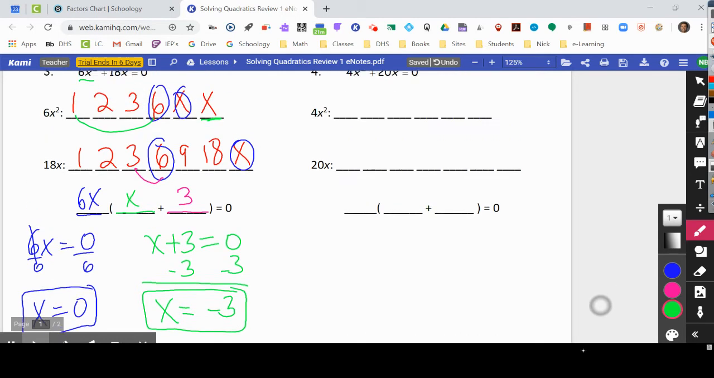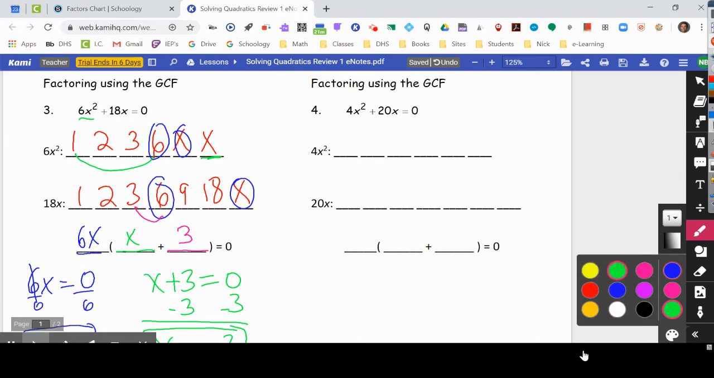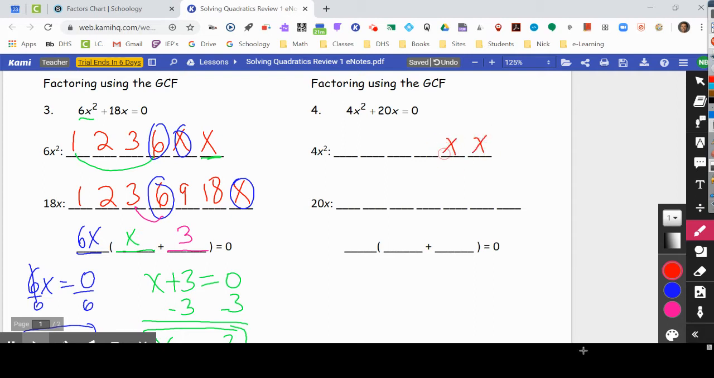Number 20 is going to look very similar to that. I have 4x squared plus 20x equals 0, and I'm going to factor that to solve my equation. So 4x squared means I have x and x. I have 1 times 4, and I have 2 times 2. For 20x, I have my x. I have 1 times 20, 2 times 10, and 4 times 5.